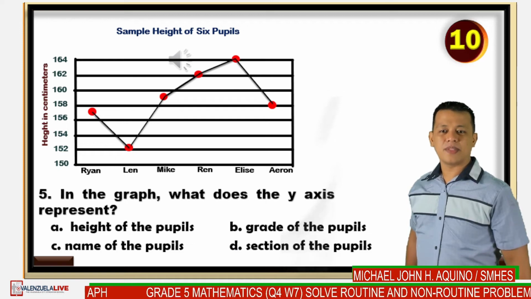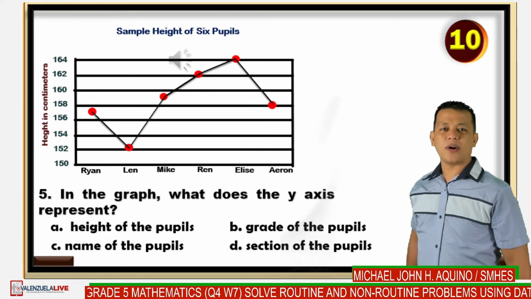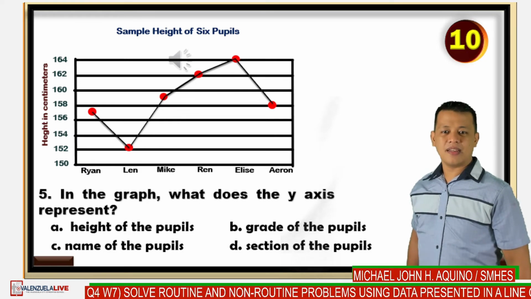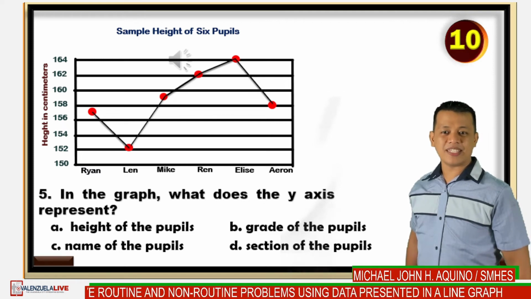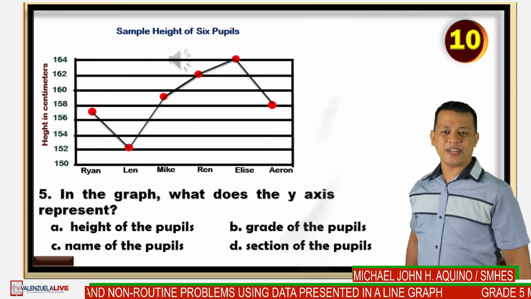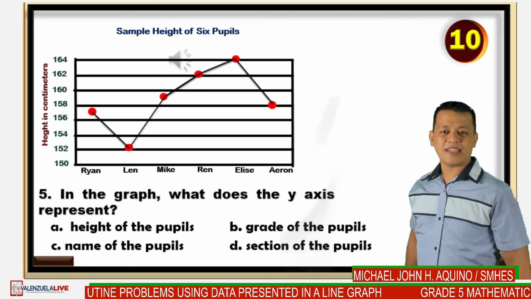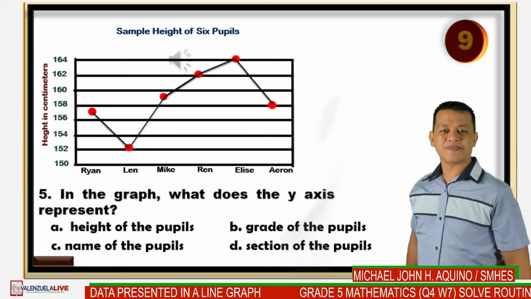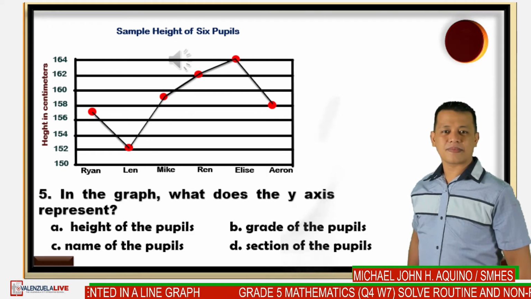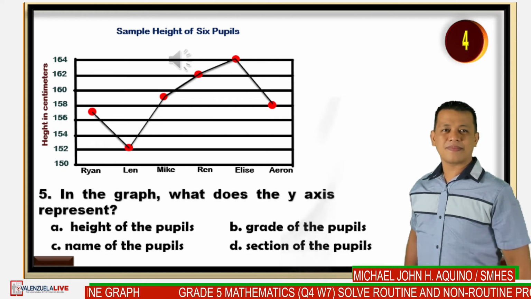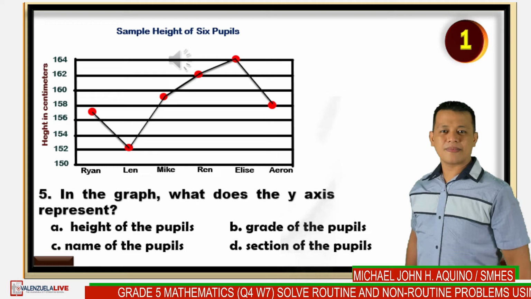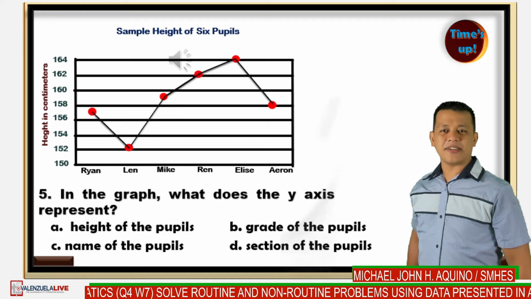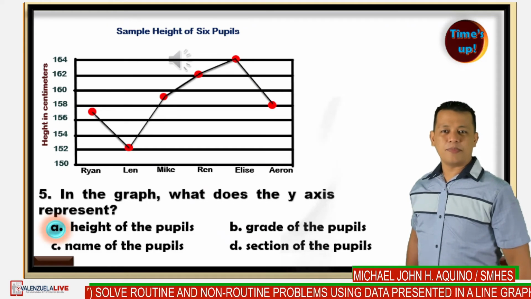Number 5. In the graph, what does the y-axis represent? Letter A, height of the pupils. Letter B, grade of the pupils. Letter C, name of the graph of the pupils. Letter D, section of the pupils. Timer starts now. Time is up. The correct answer is height of the pupils.